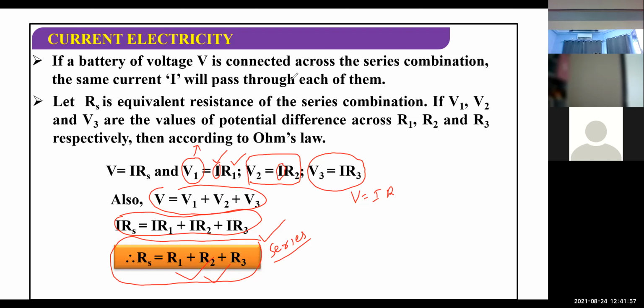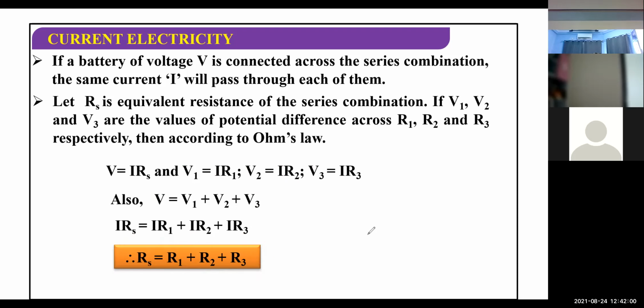Now let me make one question for all of you, children. Let me draw an electric circuit diagram. I have one resistance here whose value is 20 ohm. The second resistor I have connected here has a resistance of 30 ohm, and I close the circuit like this. Now the question is, find the equivalent resistance in this circuit diagram.